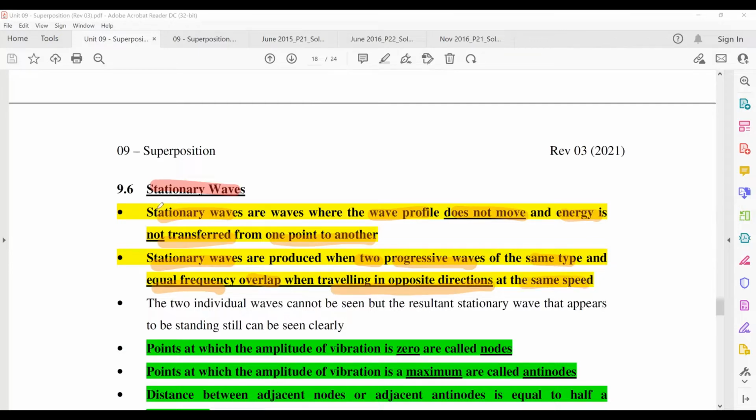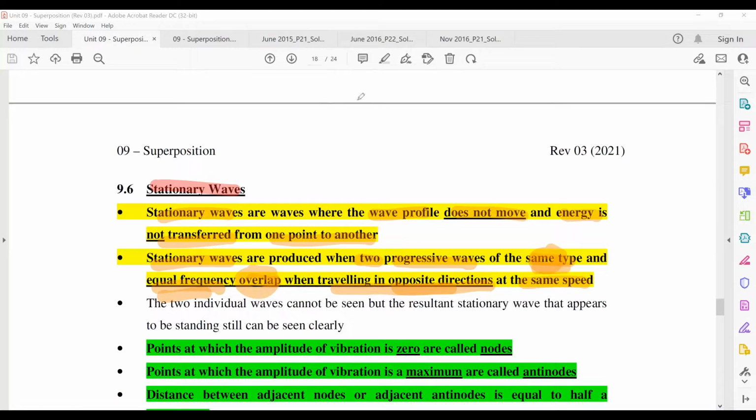at the same speed. Okay, same type here means it must be light and light wave, it must be sound and sound wave, or if it's microwave, it must be with microwave. If it's infrared, it must be with infrared. That was what we mean. It cannot be like sound and light together form a stationary wave. So they must be of the same type, they must be same frequency, and they must be traveling in opposite directions so that they overlap. Only then will you get your stationary wave.